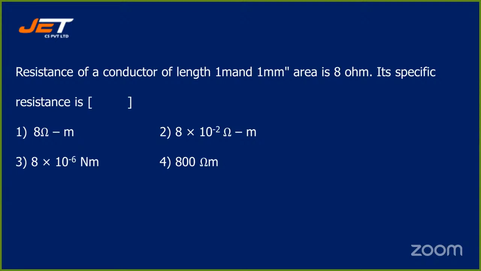It is simple. Specific resistance is rho, right? R is equal to rho L by A, so rho will be R A by L. What is R here? 8. Right, simple. What is A? 1 mm square, so you have to write in terms of meter. 1 meter is equal to how many millimeters? 10 power 3. Because it is square, it will be 10 power minus 6. So it is 8 into 10 power minus 6 by 1, so 8 into 10 power minus 6 ohm meter. So third is the option.